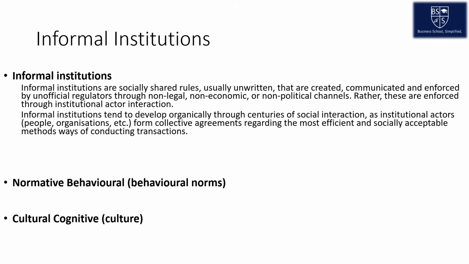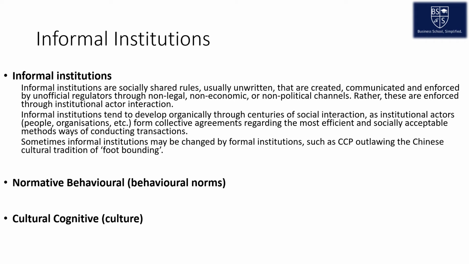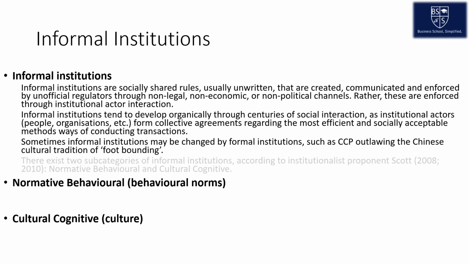Informal institutions are developed through centuries of social organic interaction, as actors interact and form collective agreements concerning the most effective and acceptable methods of conducting transactions and communicating. However, sometimes informal institutions may be changed by formal institutions, such as when the Communist Party of China outlawed an indigenous, centuries-old Chinese tradition called foot binding, as it was seen as backwards by the party.